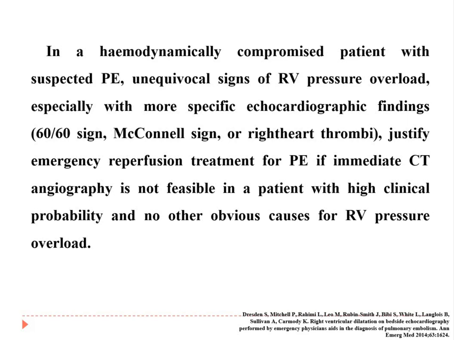In a hemodynamically compromised patient with suspected pulmonary embolism, unequivocal signs of right ventricle pressure overload, especially with more specific echocardiographic findings, 60/60 sign, McConnell sign, or right heart thrombi, justify emergency reperfusion treatment for pulmonary embolism if immediate CT angiography is not feasible in a patient with high clinical probability and no other obvious causes for right ventricle pressure overload.